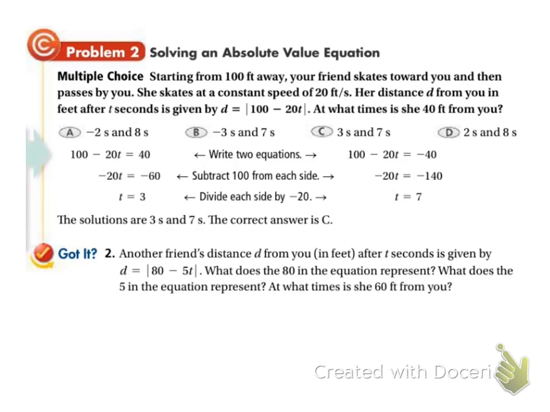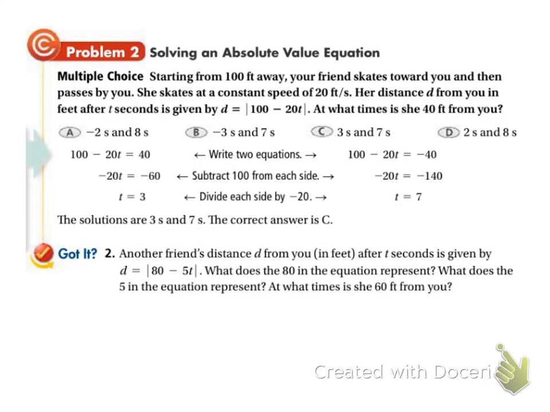So let's read through our first problem. It says, starting from 100 feet away, your friend skates towards you and then passes by you. She skates at a constant speed of 20 feet per second. Her distance d from you in feet after t seconds is given by this equation right there. D is equal to the absolute value of 100 minus 20t. At what time is she 40 feet away from you?